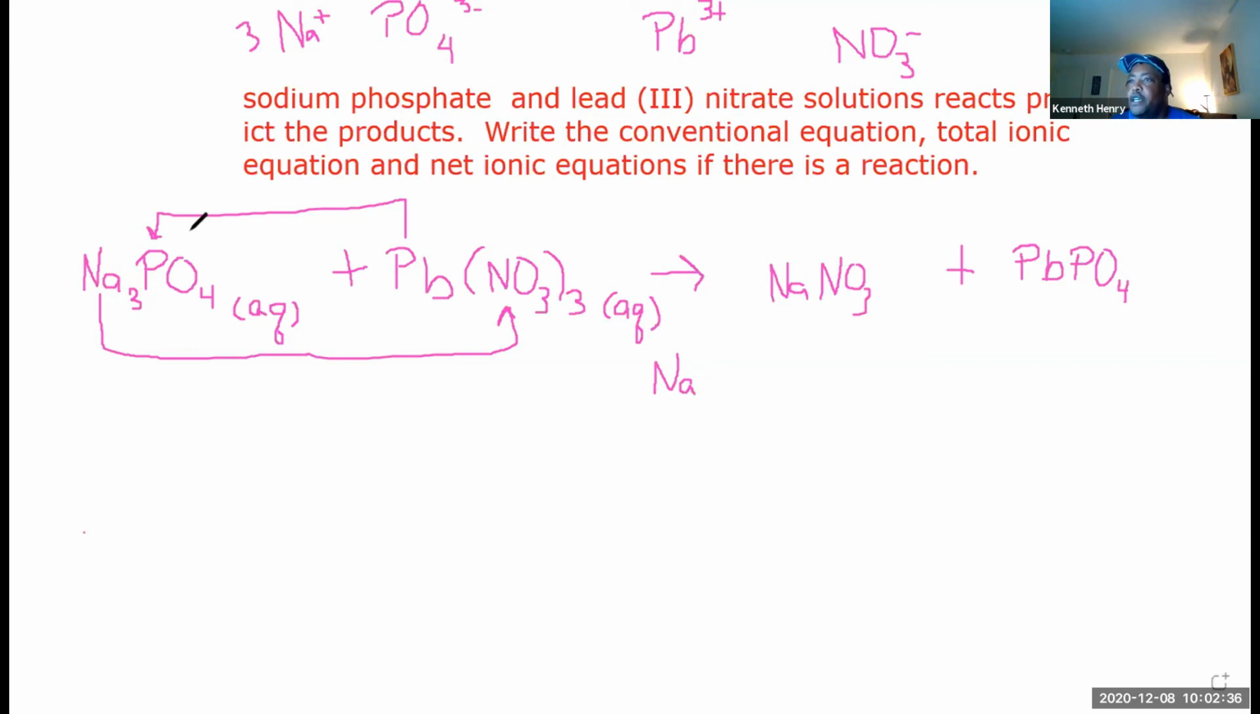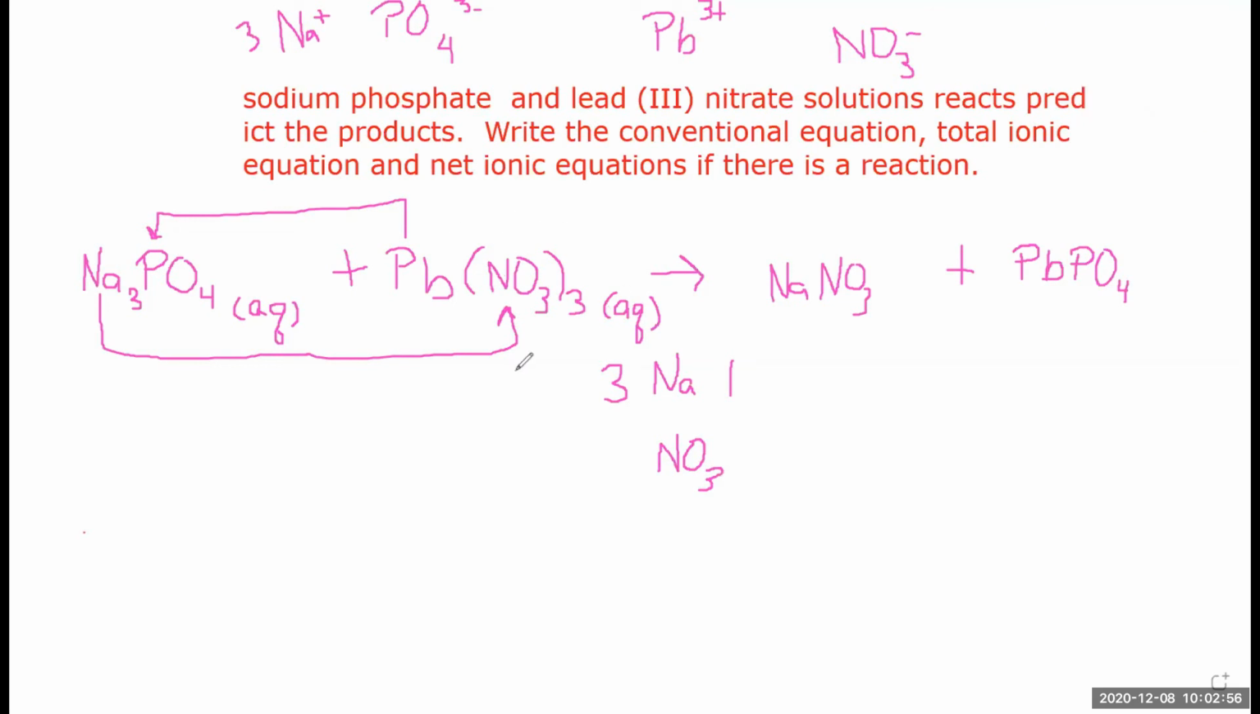So how many sodiums do we have on the reactant side? 3. How many on the product side? 1. How many nitrates do we have on the reactant side? We have 3. And how many on the product side? 1. Well, we need 3, right? That's where you're just getting ahead of yourself.